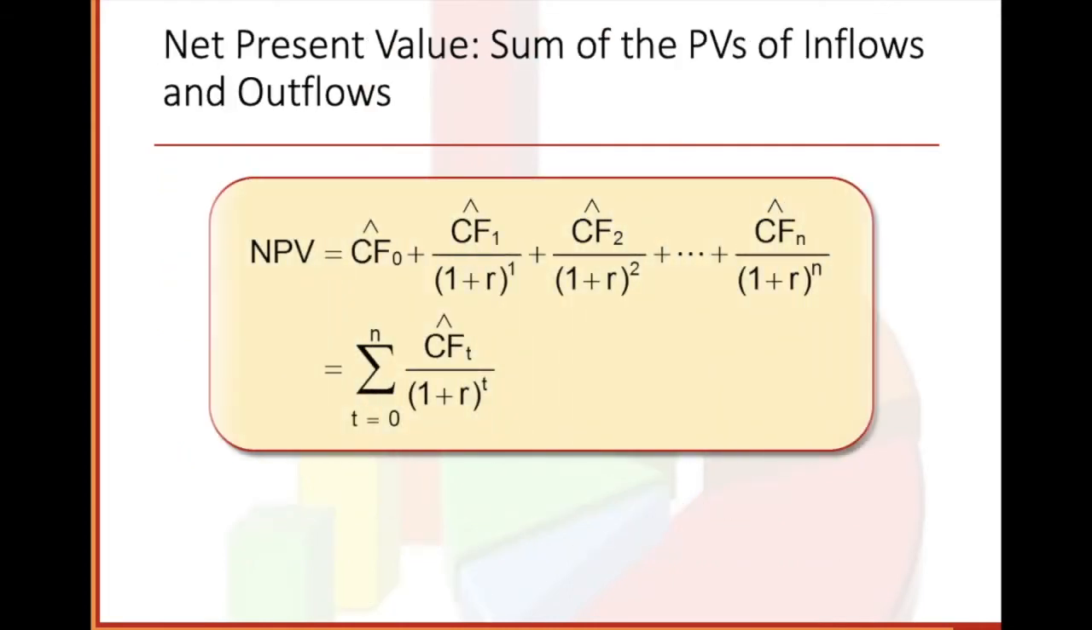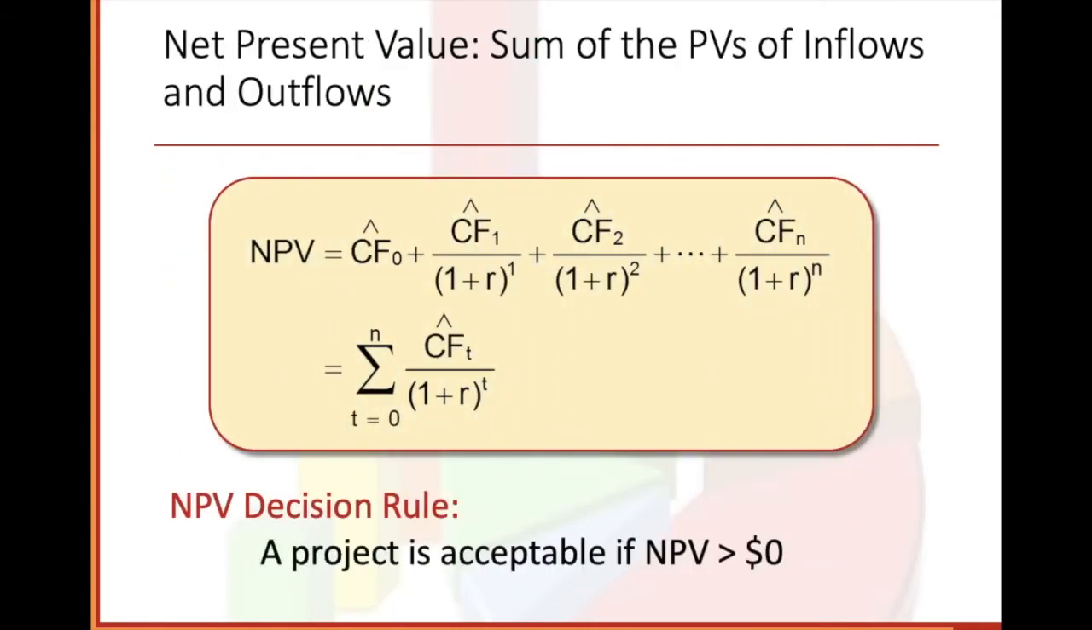Net present value: the sum of the present values of inflows and outflows. Here's the formula. Again, we've seen this formula throughout this course. It's a summation of all of the cash flows divided by one plus our interest rate raised to time. So that's all this is saying: year 1, year 2, year 3, all the way up to the nth term. That's all that is saying.